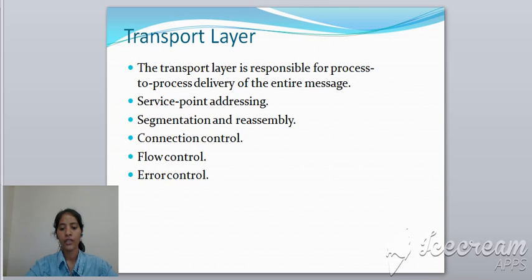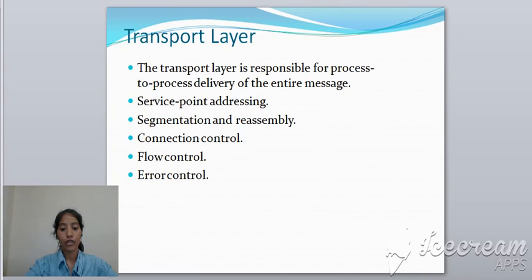Connection control. The transport layer can be either connectionless or connection oriented. A connectionless transport layer treats each segment as an independent packet and delivers it to the transport layer at the destination machine. A connection-oriented transport layer makes a connection with the transport layer at the destination machine before delivering the packets. After all the data are transferred, the connection is terminated.